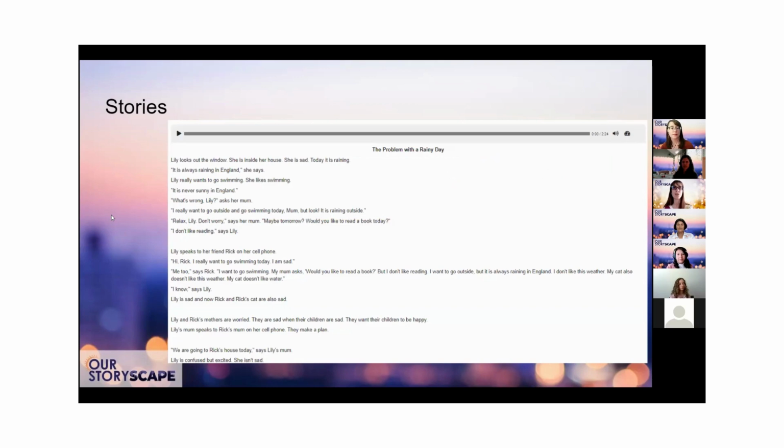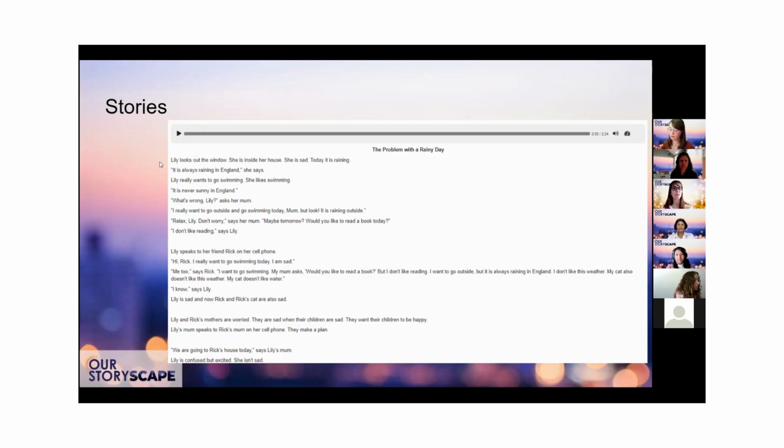Stories are another great CI strategy, and they're pretty much the backbone of comprehensible input, and especially in our Storyscape. So in our Storyscape, you have several stories, 5 stories that you work through, and these stories are the foundation of comprehensible input. So for this one, and Erin mentioned this already, you have the story itself, and you've got some audio that you can listen to the story as well.